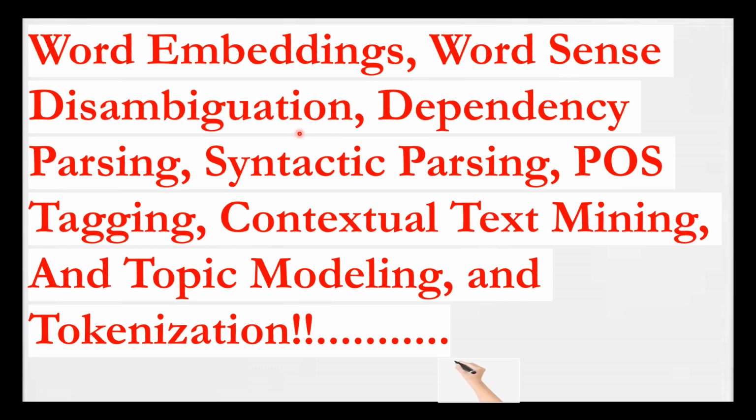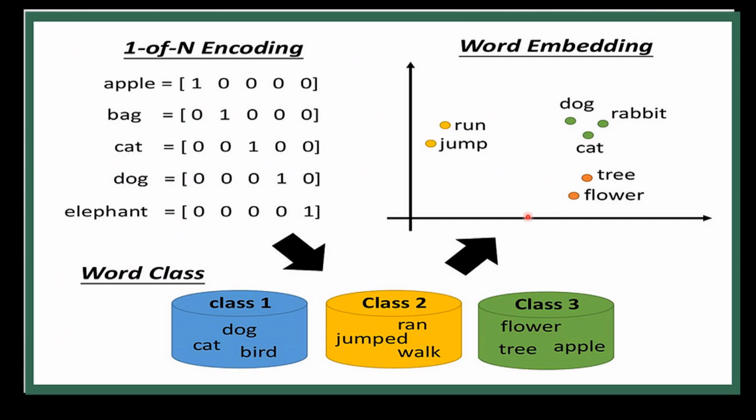Natural language processing is revolutionizing the way we interact with computers by enabling machines to understand, interpret, and generate human language. So, today we will understand the techniques that form the backbone of NLP architectures, including word embeddings, word sense disambiguation, topic modeling, and others. So, let's get started. First is the word embedding.